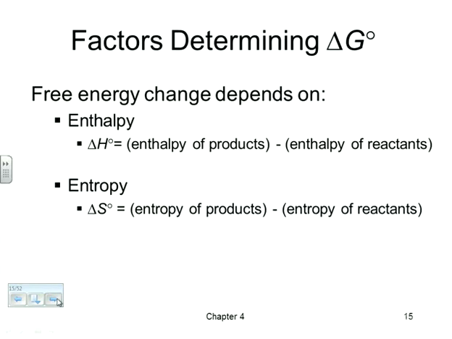Okay, and then factors determining delta G. So I told you that delta G gives free energy. It's basically your total energy. The two most important energies that we look at in a reaction are called enthalpy and entropy. Enthalpy is delta H, and that's basically the energy it takes to make or break a bond. And usually we look at that in terms of heat.